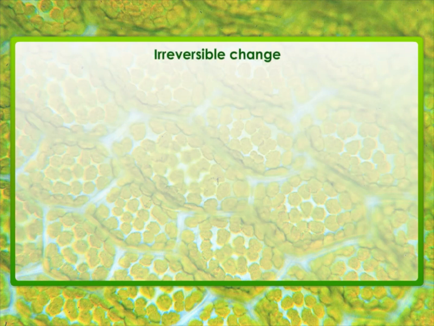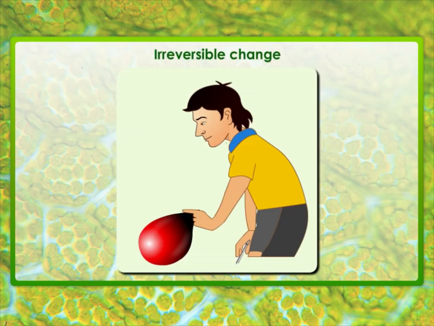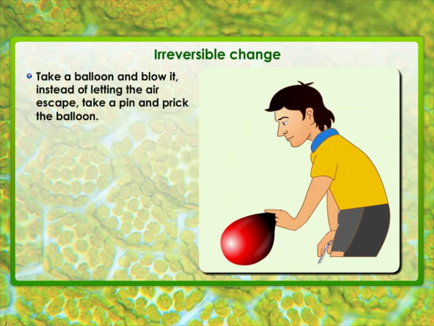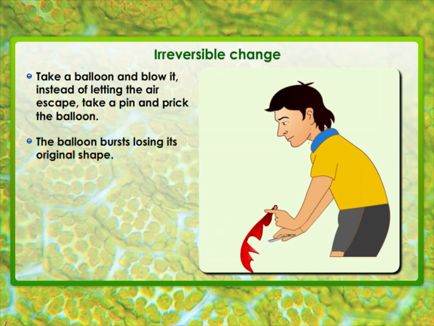Irreversible change. Similar to reversible change, let us derive the definition for irreversible change using a certain set of examples. Take a balloon and blow it. Instead of letting the air escape, take a pin and prick the balloon. The balloon bursts, losing its original shape.